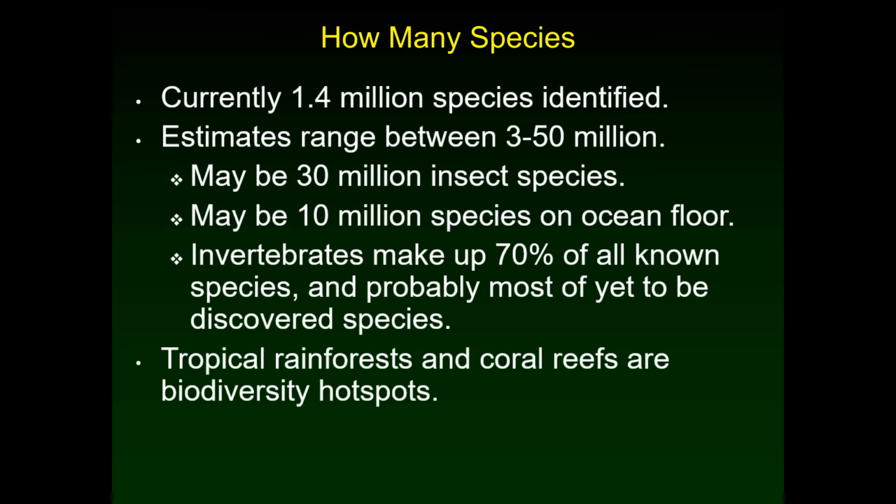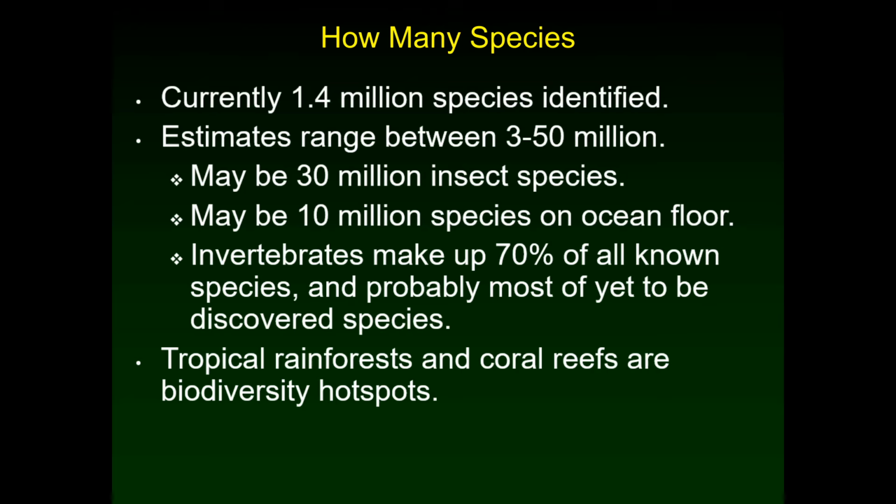Tropical rainforests and coral reefs are biodiversity hotspots. We had talked in class one time about why there are more poisonous species in the tropical rainforest than anywhere else. Well, it's because there are just more species there, so you're going to come across more that are poisonous. Same thing with coral reefs. Why are there more species there? Well, the environment is very conducive to that, especially tropical rainforests and coral reefs.